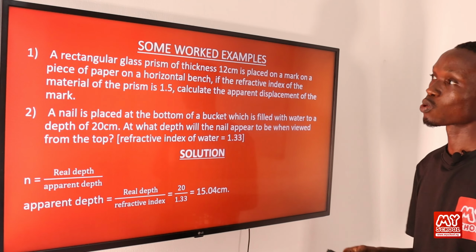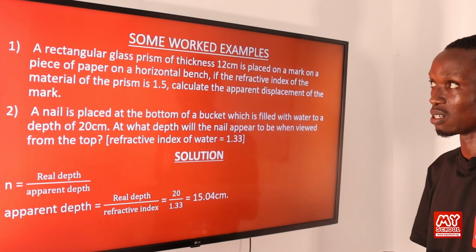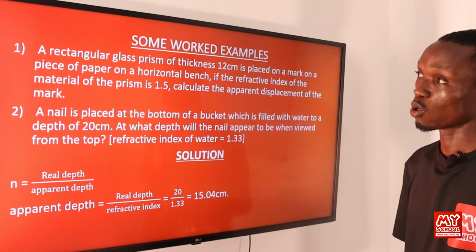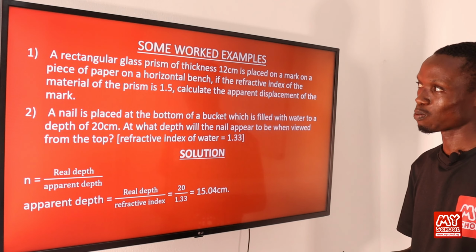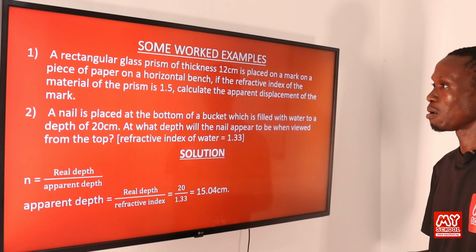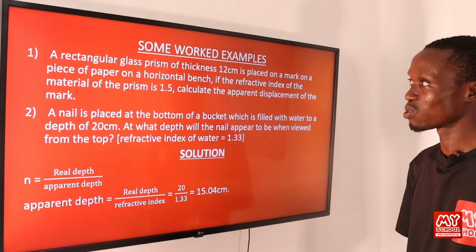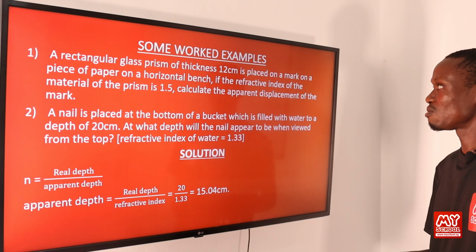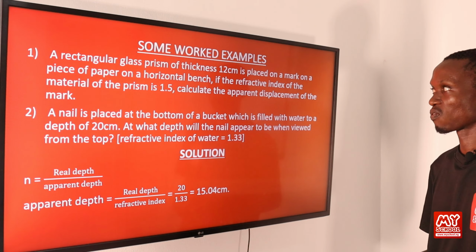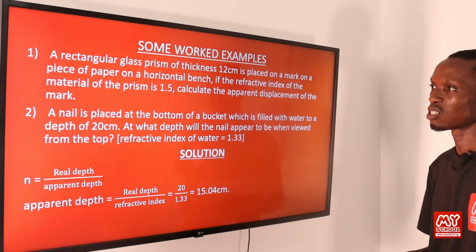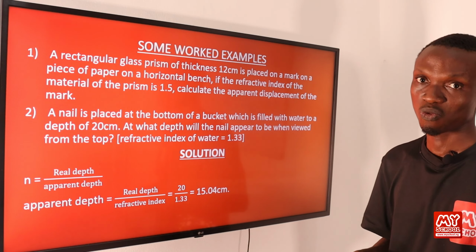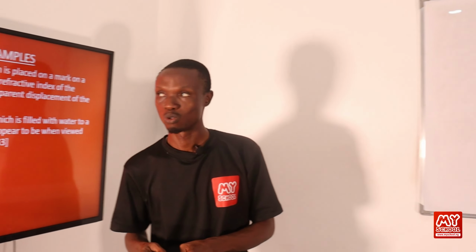We are going to apply the formulas which we have just derived to solve some simple questions. Let's begin with question 1. A rectangular glass prism of thickness 12 centimeters is placed on a mark on a piece of paper on a horizontal bench. If the refractive index of the material of the prism is 1.5, calculate the apparent displacement of the mark. To solve this question, let's move over to the board.